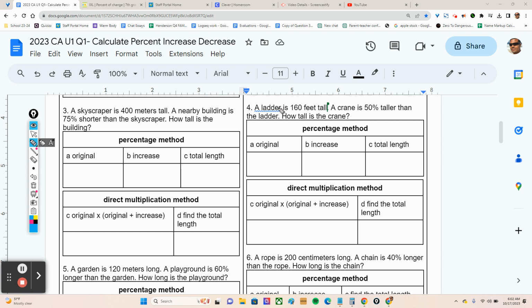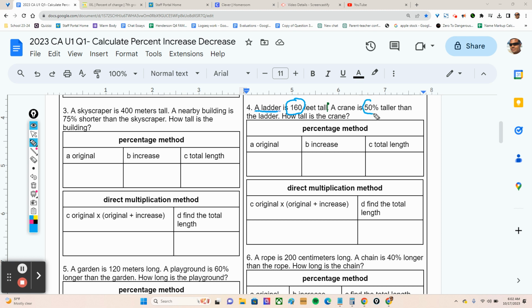Because that's addition, and that's a little bit easier, I think. So you be the judge. A ladder is 160 feet tall, and a crane is 50% taller than the ladder. How tall is the crane?